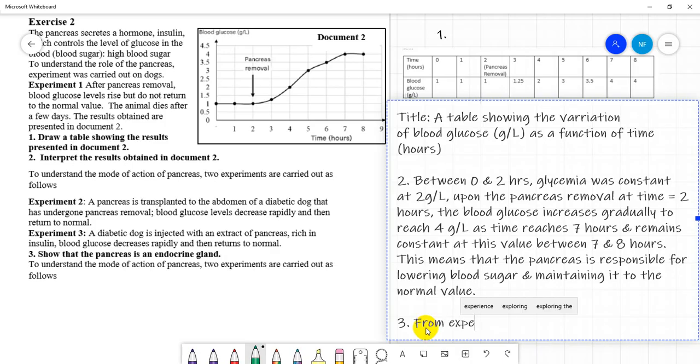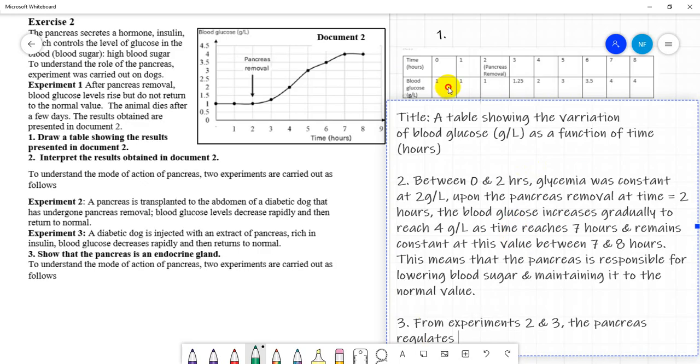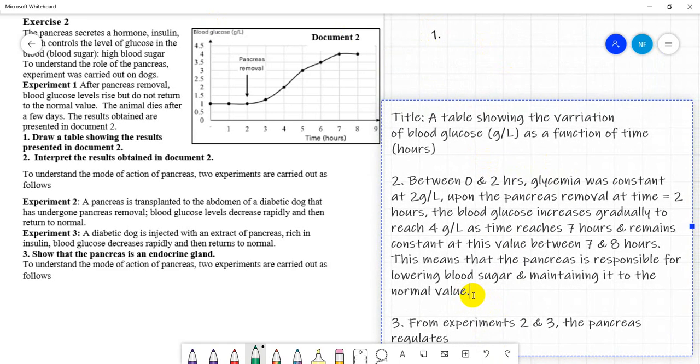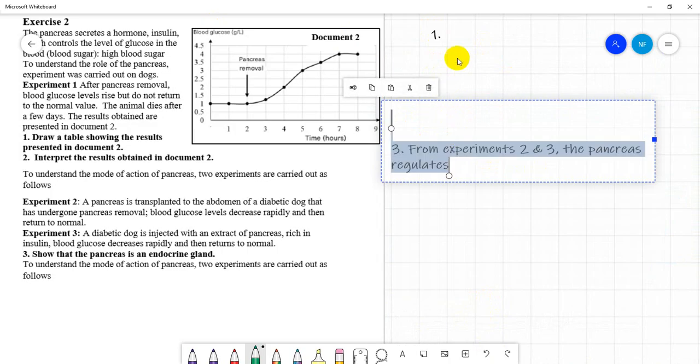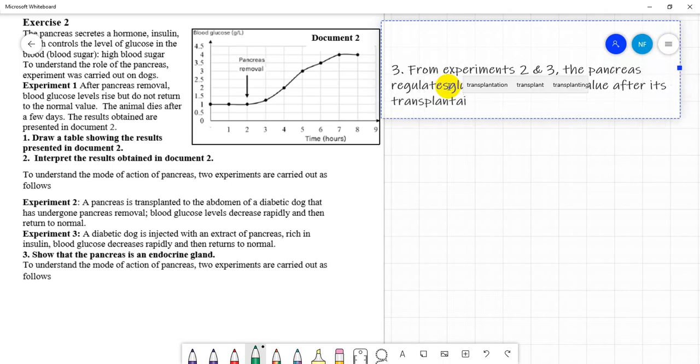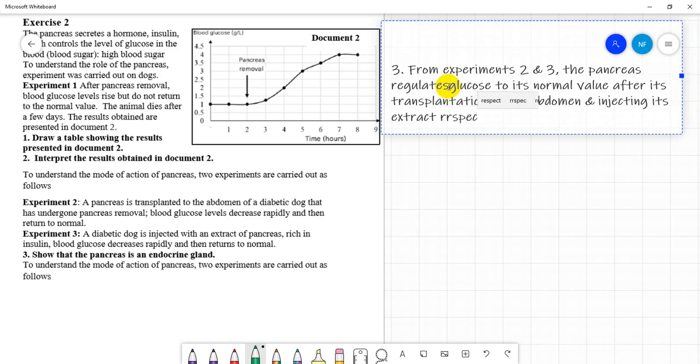From experiments 2 and 3 the pancreas regulates glucose to its normal value in both cases, after its transplantation in the abdomen and injecting its extract respectively. So this is the logical reasoning.